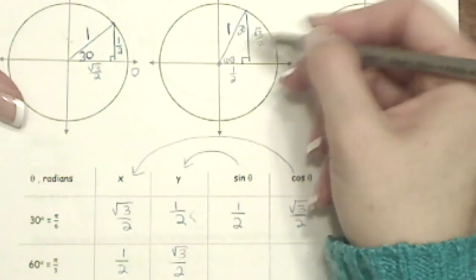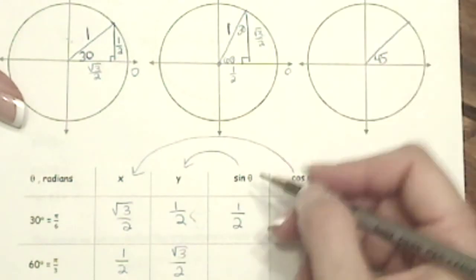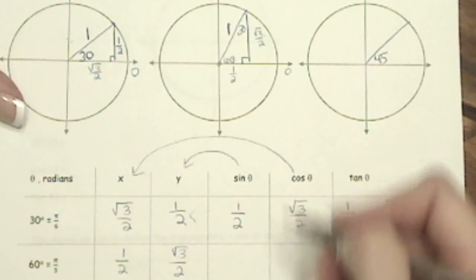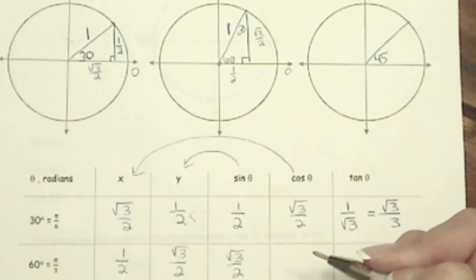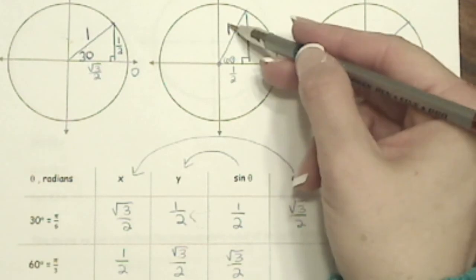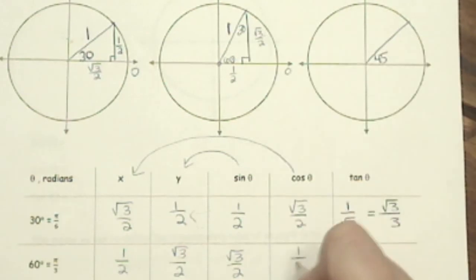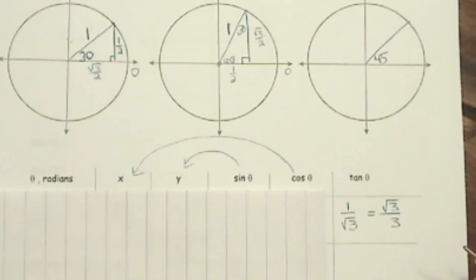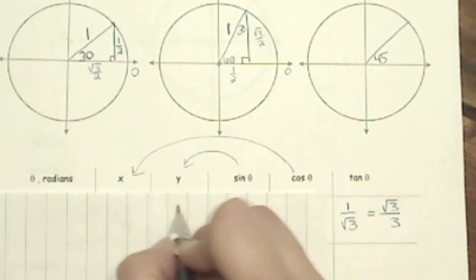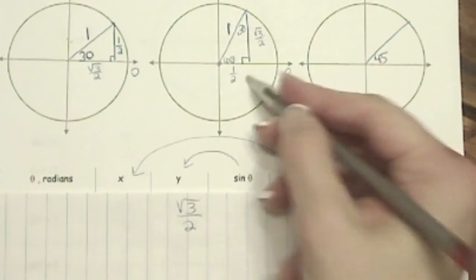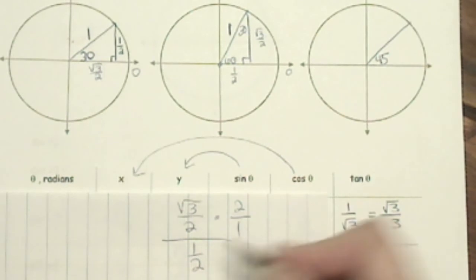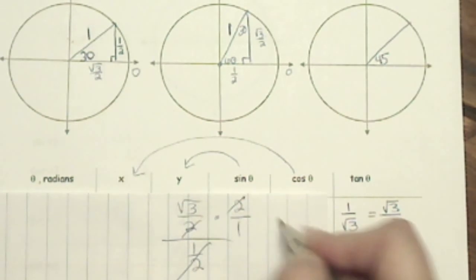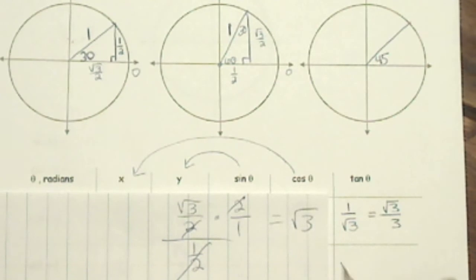The sine of 60 is opposite over hypotenuse, so that's going to be square root of 3 over 2 over 1, which is going to be square root of 3 over 2. The cosine is going to be the adjacent over the hypotenuse, so we're taking 1/2, dividing it by 1, and getting 1/2. And the tangent will be the opposite, square root of 3 over 2, over the adjacent, 1/2. I take the reciprocal and multiply and simplify, and I get just square root of 3 for the tangent.